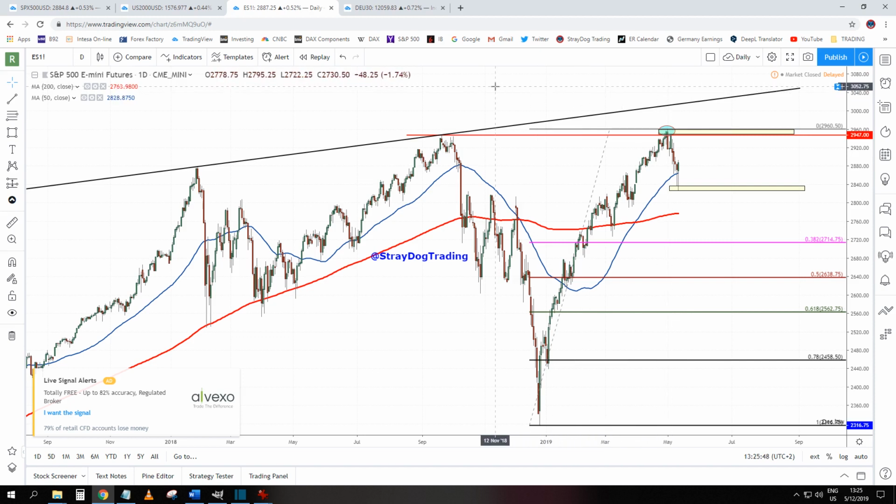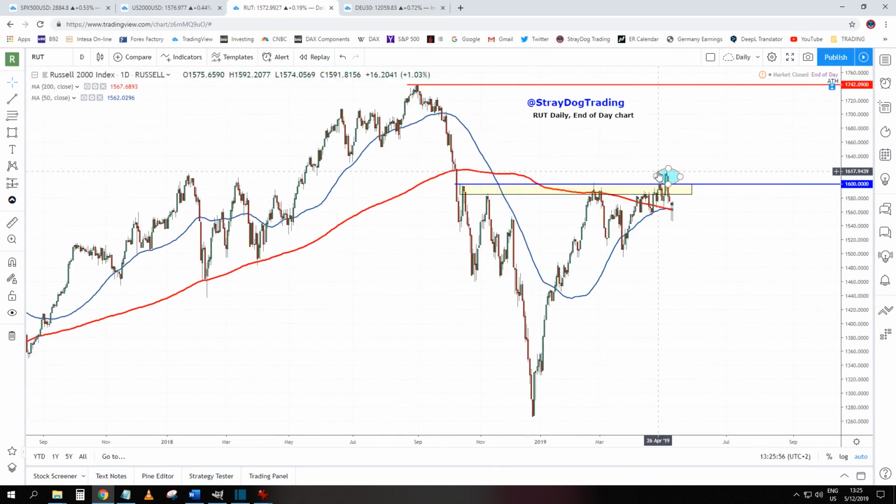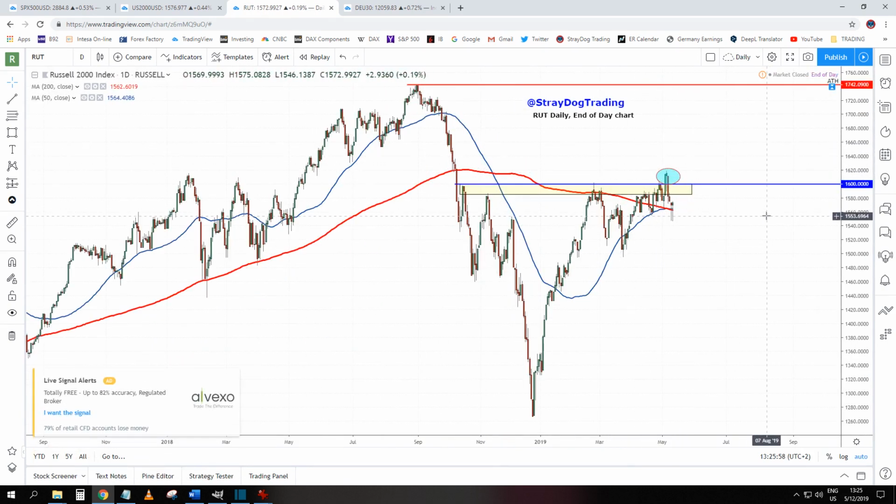So that would be the scenarios for the S&P, and the same goes for Nasdaq. And on Russell, again, this is very important: can it go above this level here and above these highs, or are we going to see a move below Thursday and Friday low? So pretty much the same situation on all of the US indices.